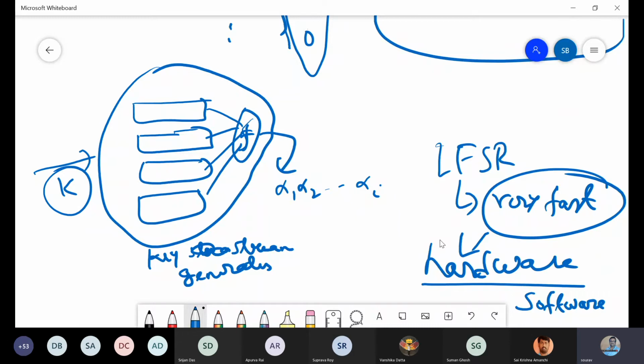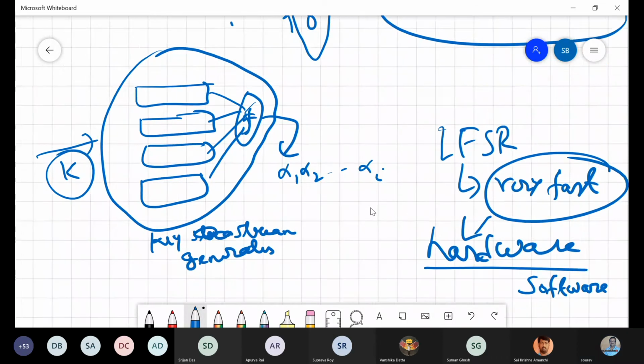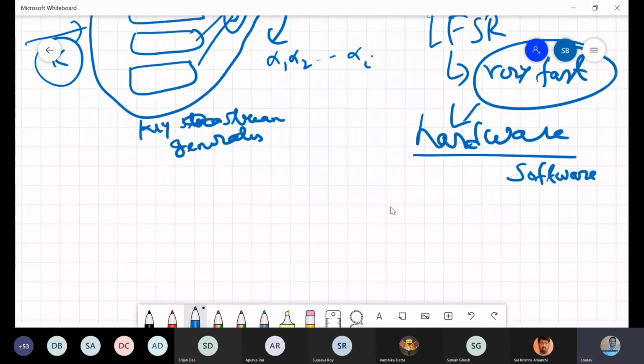Although it is linear, we want to make it non-linear with the help of a Boolean function. So there we can use a good Boolean function in the sense that it has high non-linearity and is balanced. So all these things are there. Okay, so this is one area you can explore. Can we move to some modern stream cipher?